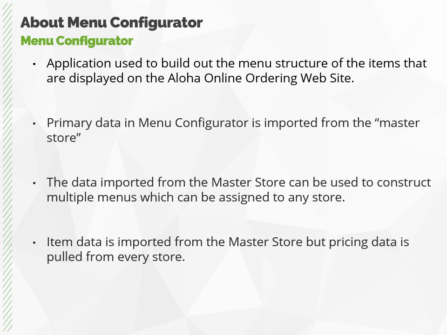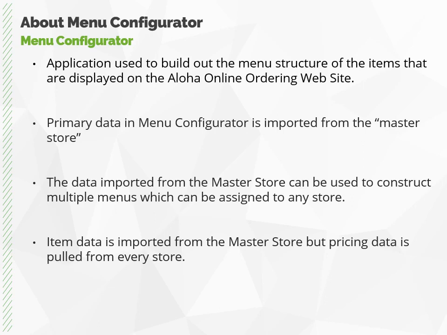Menu Configurator is the primary application used to build the online ordering menus. The primary data in Menu Configurator is imported from the master store. The master store is the selected location whose database is the source for what is displayed on the menus. The data that is imported from the master store can be used to create multiple menus that can be assigned to any store. The bulk of the item data is imported from the master store, but pricing data is imported from every store.